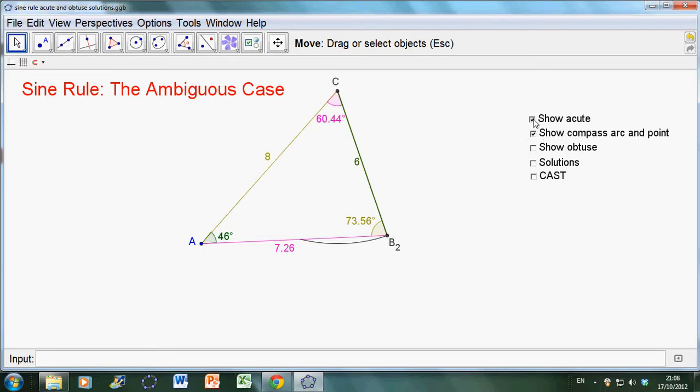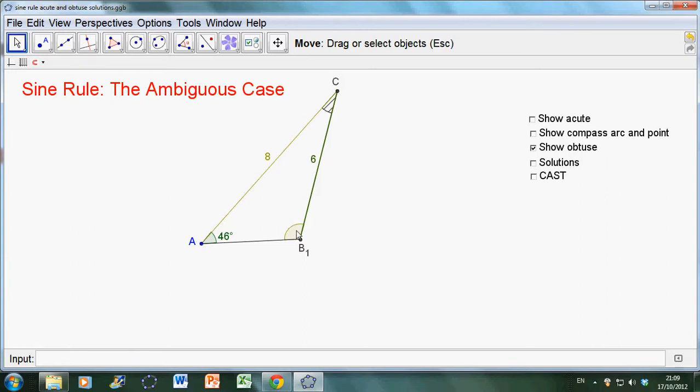All right. So if we just take away the old solution, and then put up this one here. So we've moved across. We've marked off our new point B here. We've removed the compass pointer now, and we're left with the same original information. We still have the 46, we still have the 8, and we still have a side of 6 opposite 46. Now the shape of the triangle is different, and we have an obtuse angle here, whereas we had originally had an acute angle.